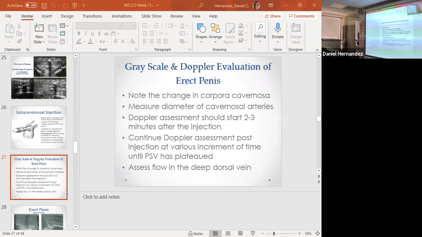So the main complication that we as sonographers would worry about for patients who are post-cath would be a pseudo-aneurysm. That's the main thing we'd be looking for after a patient undergoes a catheterization.